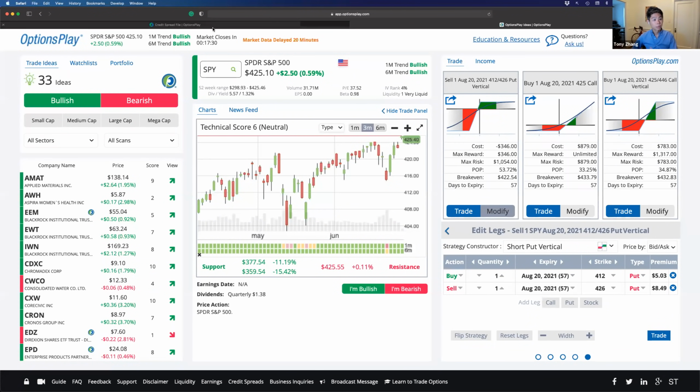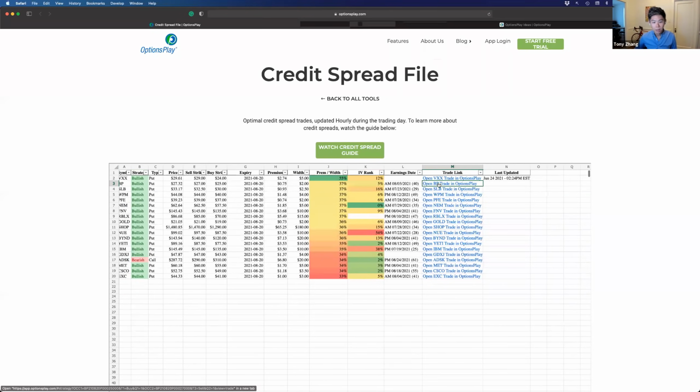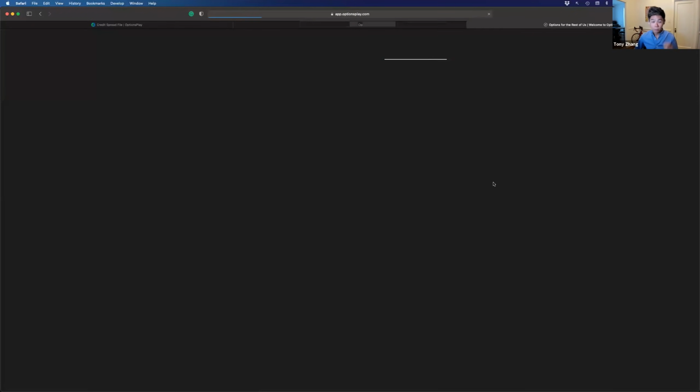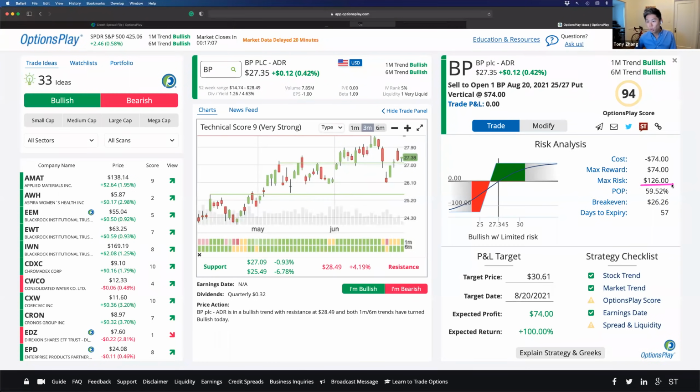Okay, so I'm going to give you an example. I'm going to look at the credit spread file and show you some trades, and how you can apply this concept. So let's say I'm looking at BP. There's this 27.25 put spread. This is a relatively low price stock. Let's click on this BP put spread and take a look at the max risk. As you can see, the max risk is only $126. So for someone with $1,000 max risk, I can afford to trade quite a few contracts here.